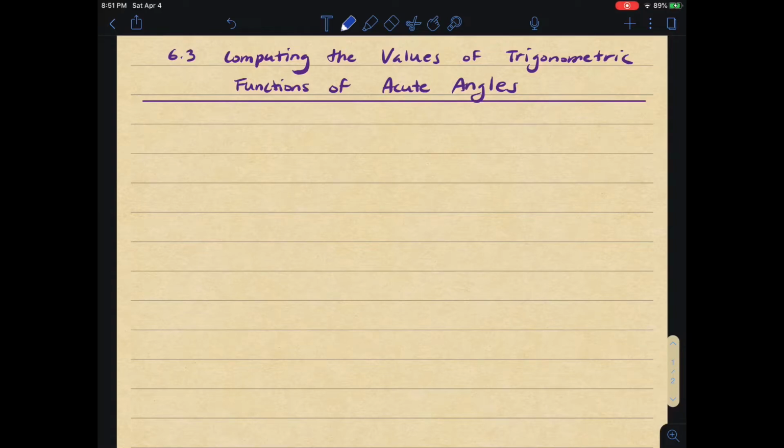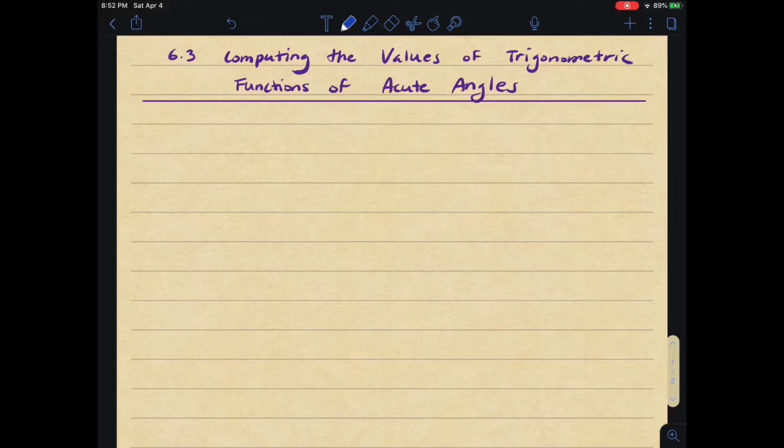Typically, we were only given one or two values of a trig function of an angle, and from there we used our identities or drew right triangles and used our definitions to find the values of the rest of the trig functions. For today's lesson, however, we're going to take a look at the value of the trig functions of an acute angle, where this time the angle is actually going to be given, okay?